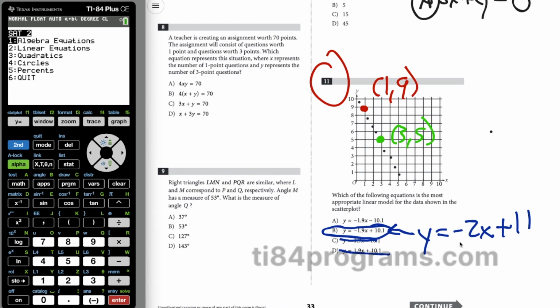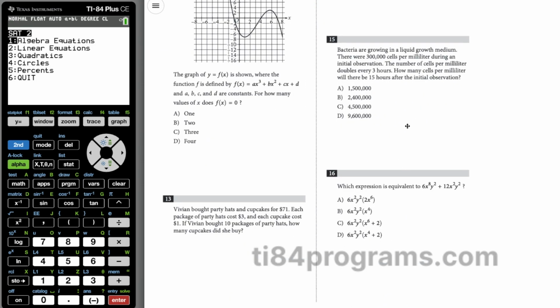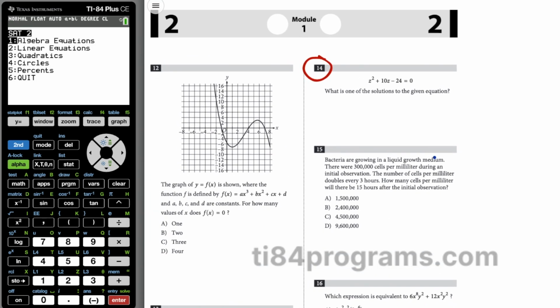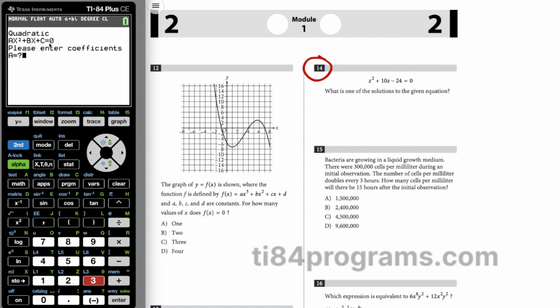Okay. Now we're going to continue going through this test. And then it looks like the next question we can solve easily with this calculator program is, what is one of the solutions to a given equation? For that, we're going to go straight to quadratics. If we have an ax squared plus bx plus c equals 0, it's ideally suited for this subroutine of the program. So the coefficients, again, if we don't have a number in front of a variable, we assume it's a 1. So we're going to do a is 1, that leading coefficient is a 1, and then 10, and then negative, make sure you hit that negative key, 24.